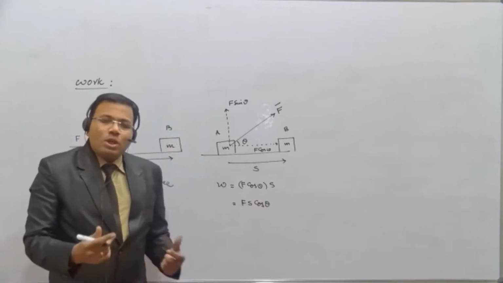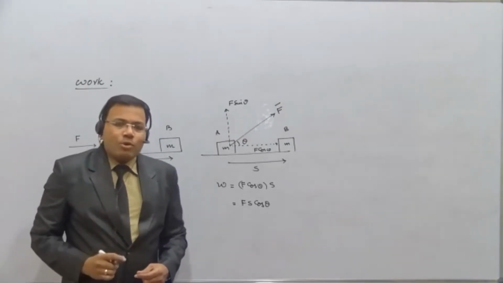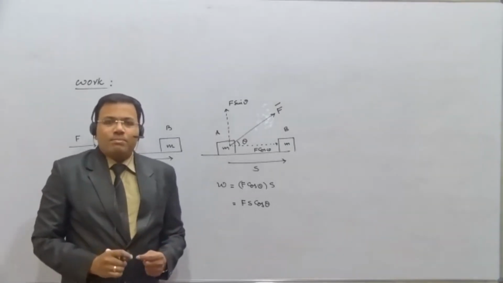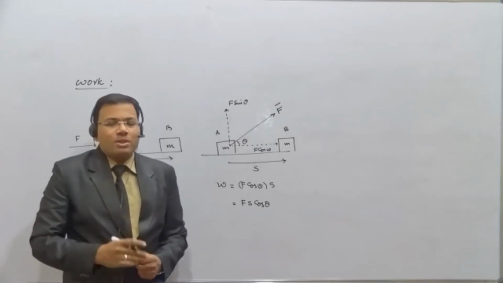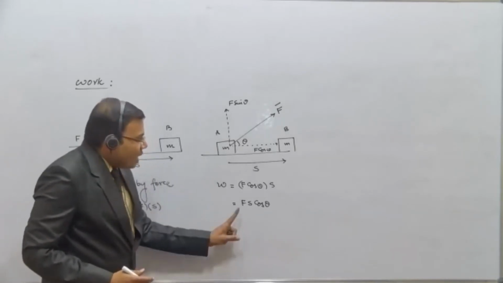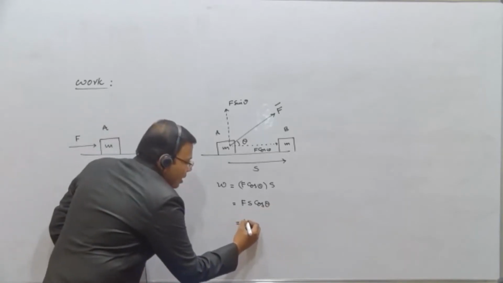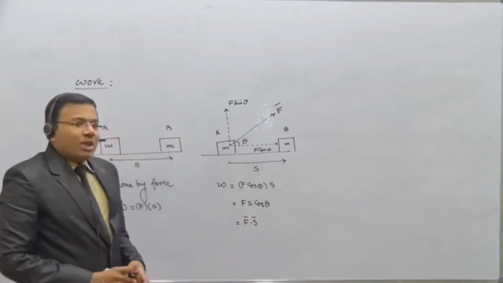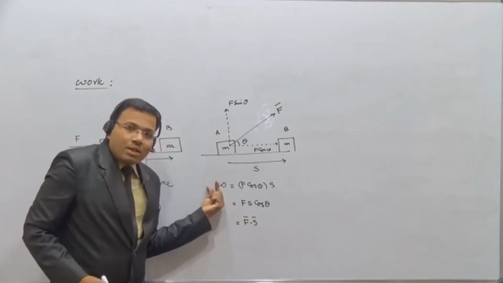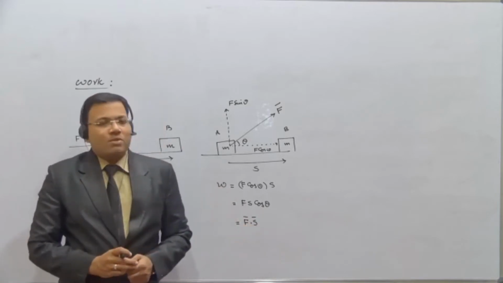And we know the dot product. We know the scalar product. What is the scalar product? A dot B, that is vector A dot vector B, is equal to AB cos theta. So in the same way, it is Fs cos theta. So I can write this as F dot S. F dot S. That means work done is the scalar product of force vector and the displacement vector.